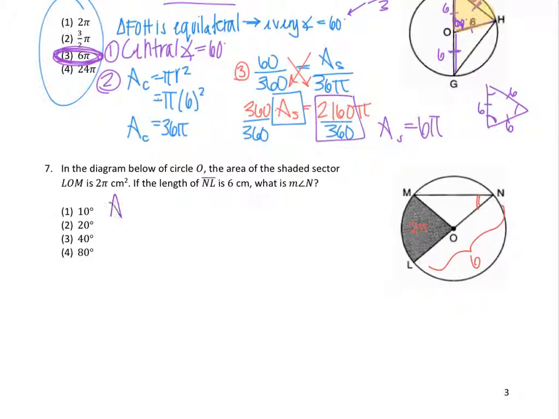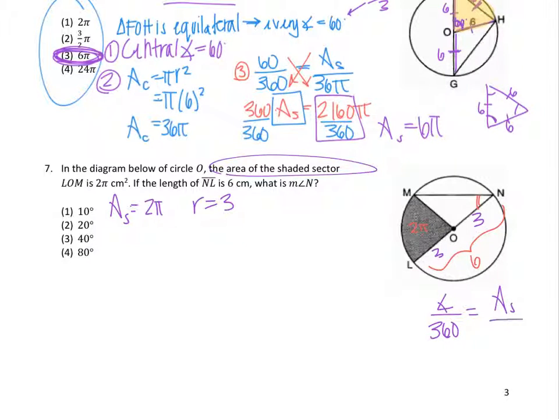They tell us the area of the sector is 2 pi. They give us NL, which is representing the diameter. So if we cut that in half, that gives us a radius of 3. So R equals 3. Now if you think about our proportion when we have area of sectors, we have angle over 360 equals area of the sector over area of the circle.